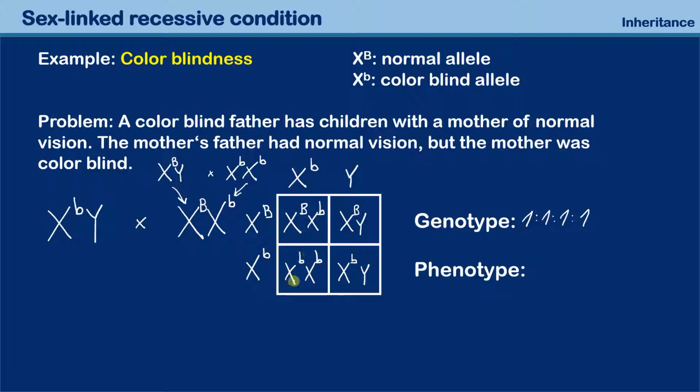The phenotype ratio would be that you have one girl who is not affected, one girl who is affected, who has color blindness, one boy who is not affected, and one boy who is colorblind. So as you can see, half of the children in this case are colorblind and half of the children are normal. Again, you write this out yourself. I would like to move on, and I would like to give you now the next example.